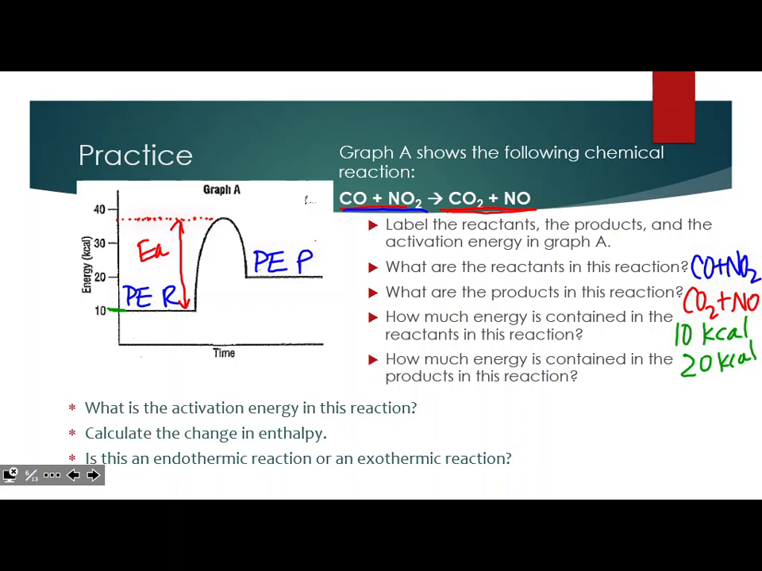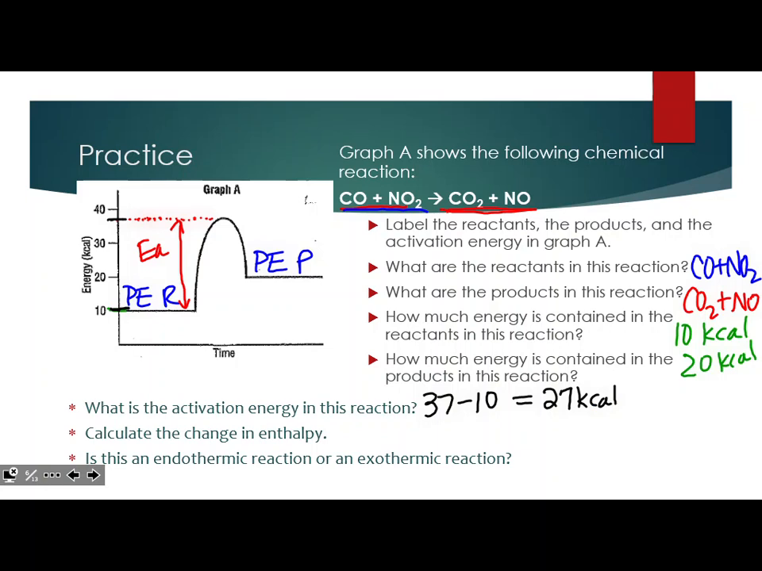What is the activation energy in this reaction? So somebody give me an estimate up here as to where you think the top of the hill is. 37 is probably a good estimate. It's a little bit above the halfway point. So yes, I could go with 37. So we would do 37 minus what? 10, because we have to subtract it from the reactant line here, right? So that's going to give us about how much activation energy? 27 kilocalories.